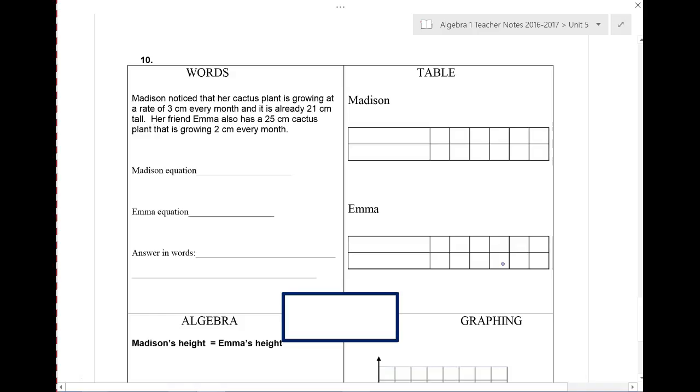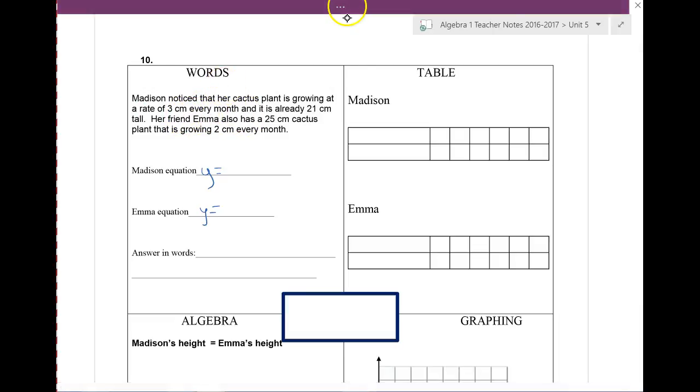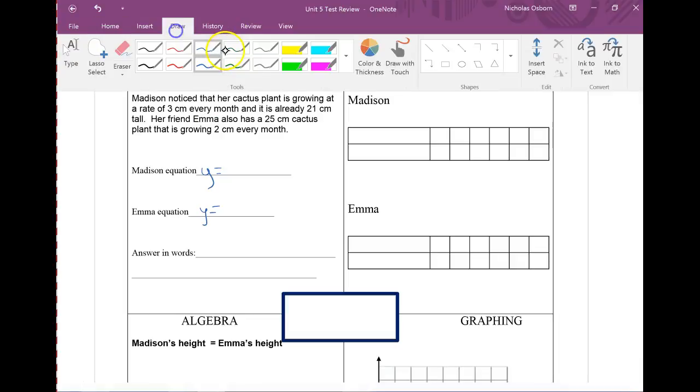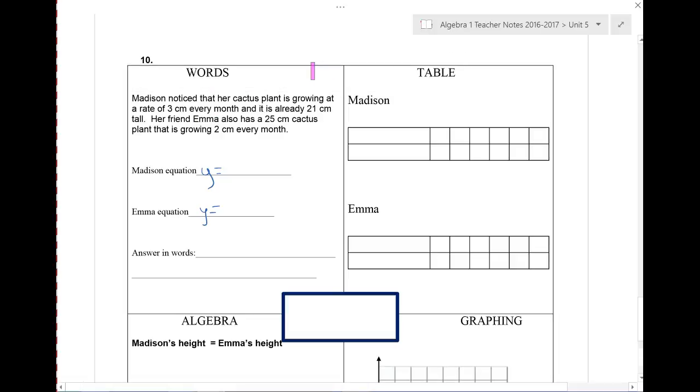Okay, so the first thing we want to do is create equations for Madison and for Emma. In this situation, Madison noticed that her cactus plant is growing at a rate of 3 centimeters every month. Let's bring out our highlighter again so we can figure out what is the slope and what is the starting point, or y-intercept. This first one says 3 centimeters every month. Key word here, every. We know this is slope.